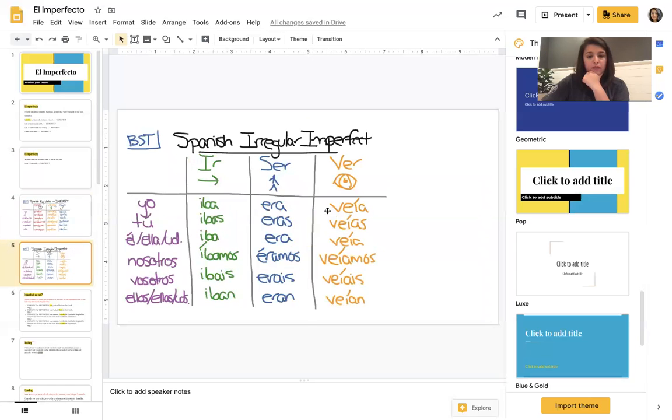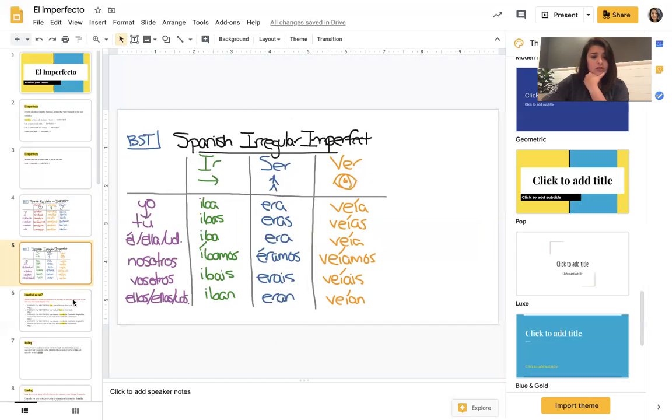Here we have 3, well, they're not the only ones, but they're the most important ones, the ones that you would use the most. Here's 3 irregular imperfect verbs. It's ir, ser, and ver. You would probably use this one a whole lot. Because this is like saying I was. So you would use this one a lot.